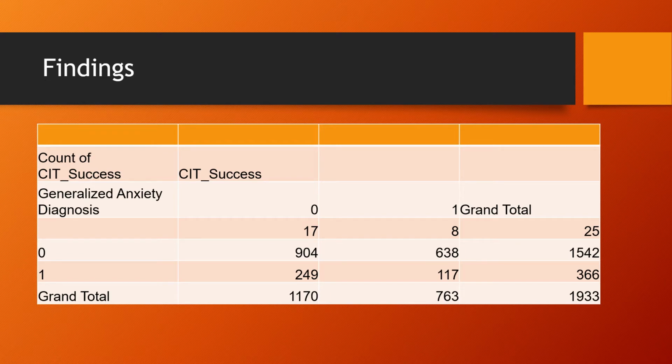So for my findings, using the data set, I created a pivot table in Excel to compare the number of patients diagnosed with anxiety and their success when using citalopram. I highlighted every field and then selected generalized anxiety diagnosis, CIT success, and then inserted a pivot table with diagnosis in the row and success in the column. I then added CIT success to the values function and changed sum to count. From this table, we can see that 366 patients were diagnosed with anxiety and 117 found success with the medication.